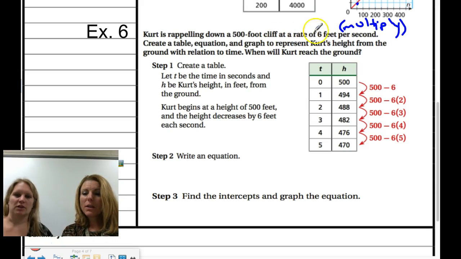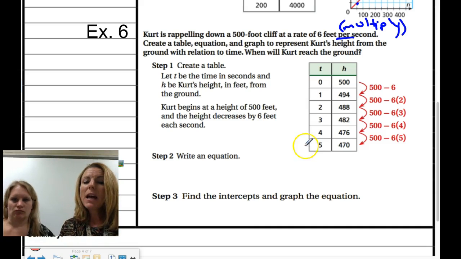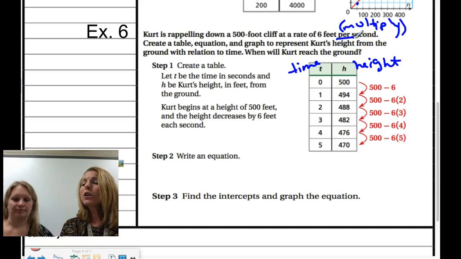And I'm just putting multiply. When we see the word per, that usually means multiply. So when will Kurt reach the ground? That's another question we have to answer. So let's look at step 1. Create a table, which we did. Let T be the time in seconds and H be Kurt's height in feet from the ground. So Kurt begins at a height of 500 and the height decreases by 6 feet each second because he goes down at 6 feet per second. So now we're going to write an equation.